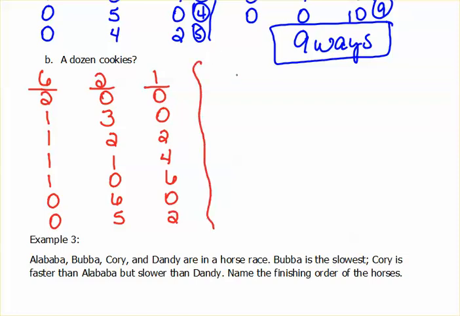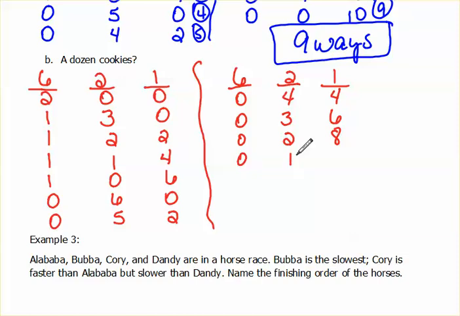I'm running out of room, so I'm going to make another little chart over here. So what if I had 4 groups of 2? Well, that would be 8, so I would need 4 singles. If I had 3 groups of 2, that would be 6, so I would need 6 singles. If I had 2 groups of 2, that would be 4, so I would need 8 singles. If I had 1 group of 2, that would be 2, so I would need 10 singles.